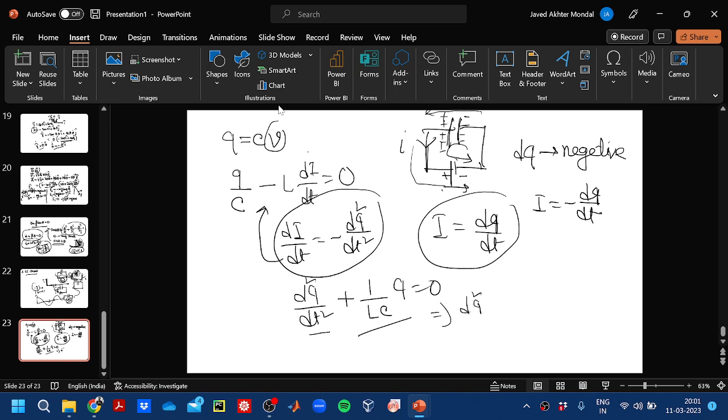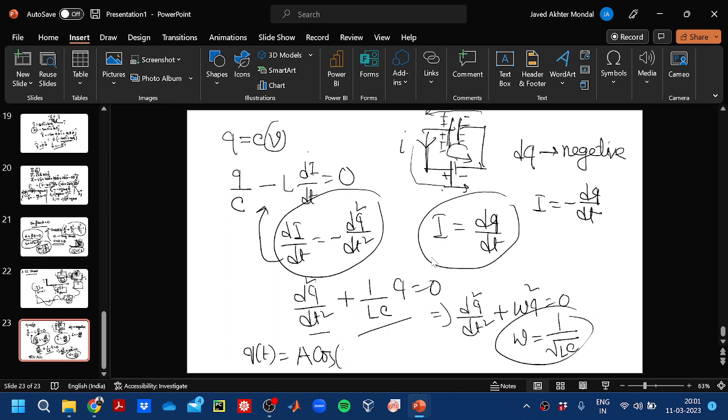So we can write this as d2q/dt square plus omega square q equals zero. And what will be the frequency of this oscillation? The frequency will be omega equal to 1 by root LC. This is the frequency with which our charge is oscillating, and we can write the solution for charge as A cosine of omega t plus phi.